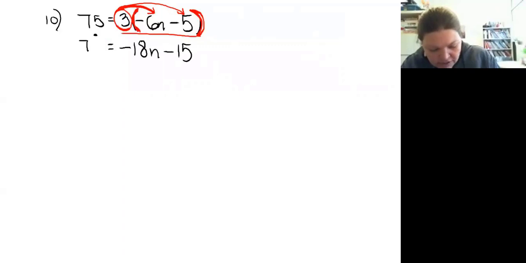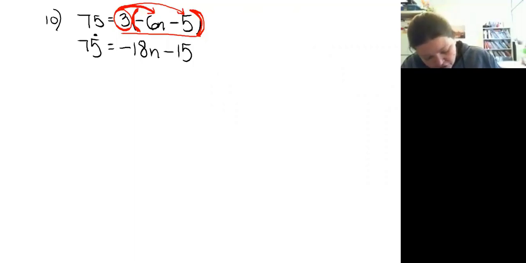There's nothing to do on the left. So Joey, is there any more simplifying that I can do? You're right. And so it's time to start solving. Joey shakes her head. No, there's no more simplifying to do. I certainly can't do this act of multiplication, negative 18 times n, because I don't know what it is. And I can't do this subtraction because they're not like terms. It's time to start solving.